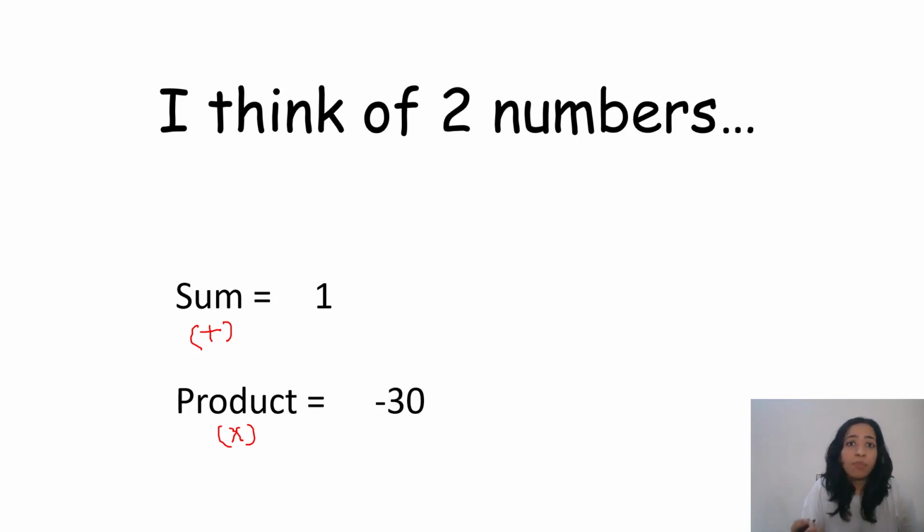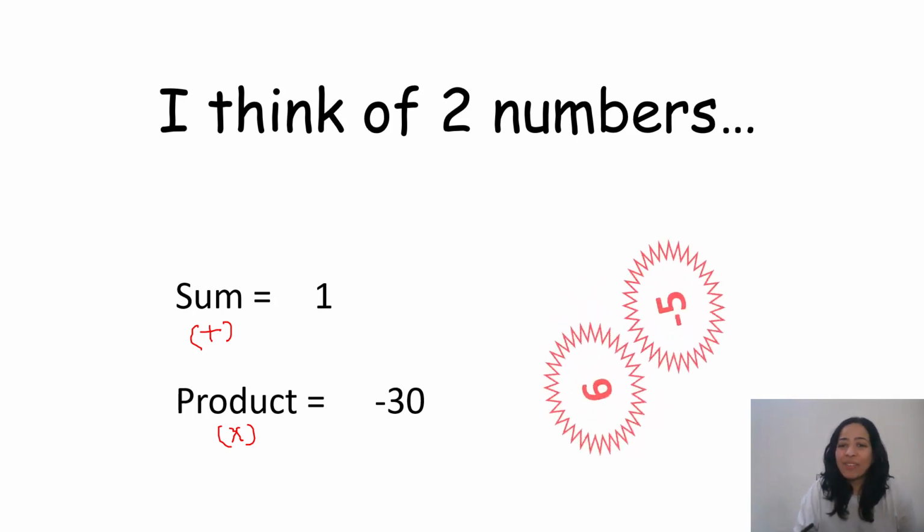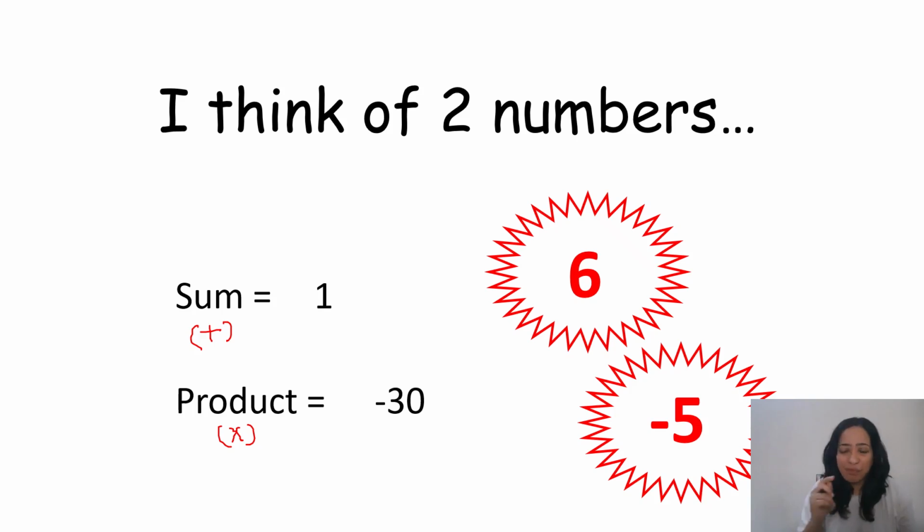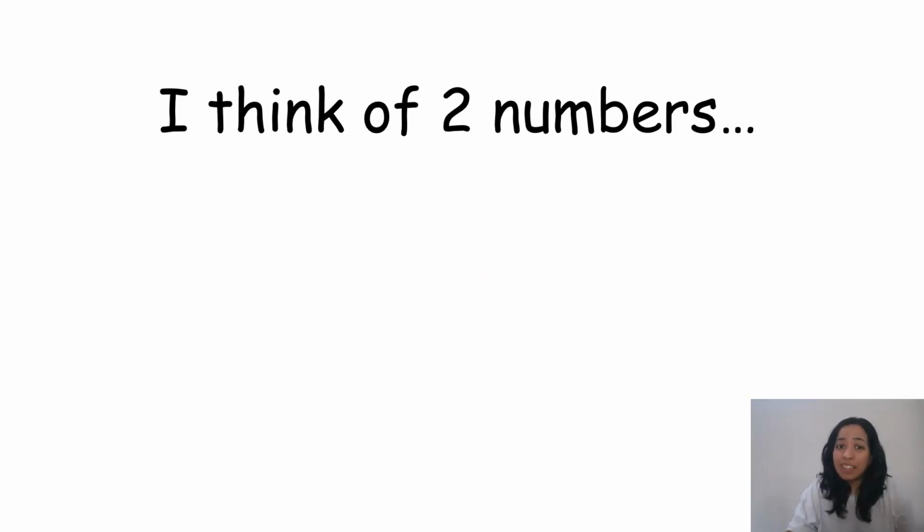Now the product is negative 30, that means one of them is going to be negative, right? And what are those numbers? Yes, that's right. They are nothing but 6 and negative 5. Perfect. Let's have a look at another quiz.